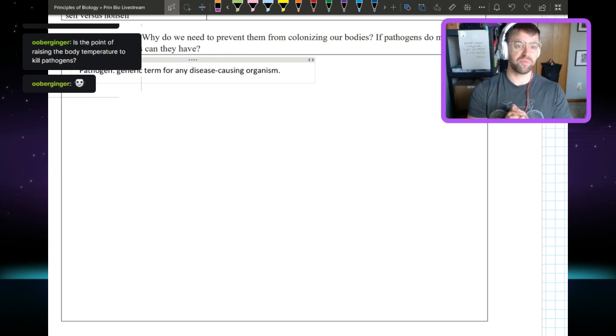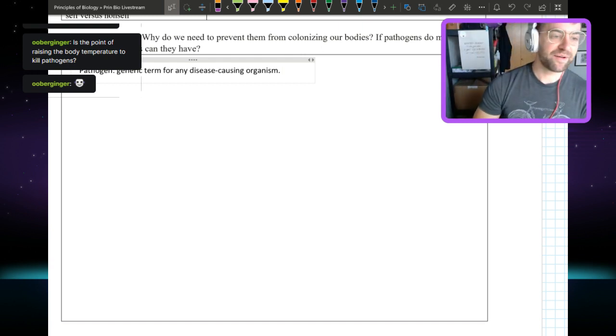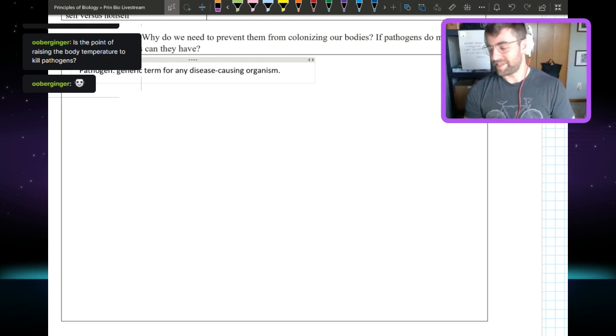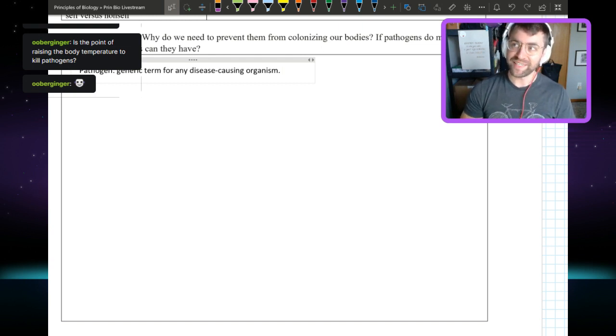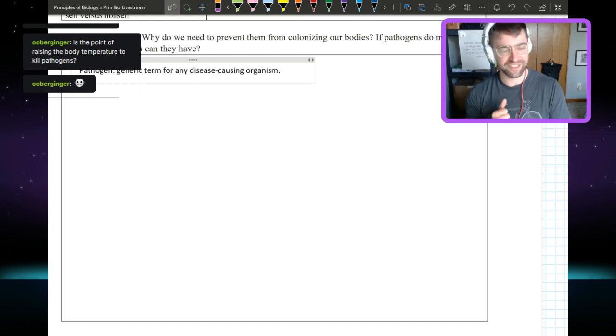So pathogens could also be bacteria, viruses, as we mentioned, fungi, and protists. Fungi are especially interesting to me because they are genetically much more similar to humans than bacteria and viruses are. And so that makes them uniquely difficult to fight once they get a foothold in human systems. But I digress.